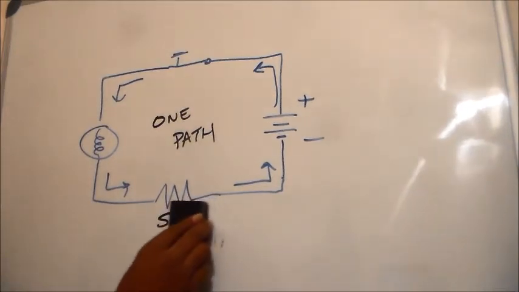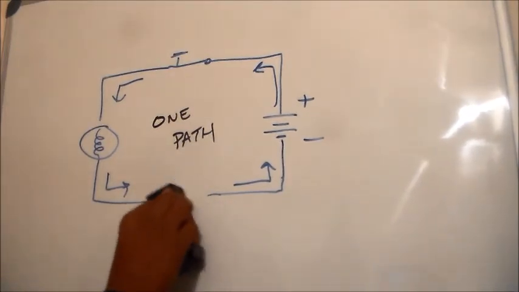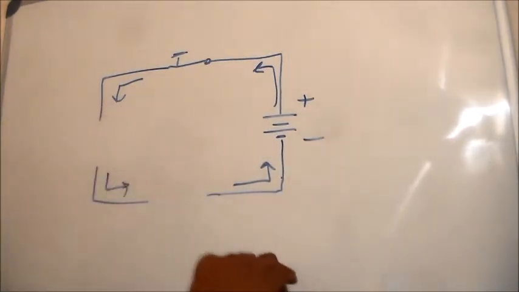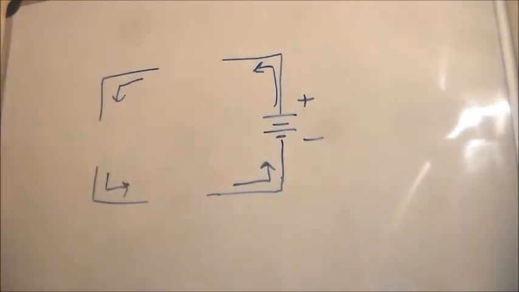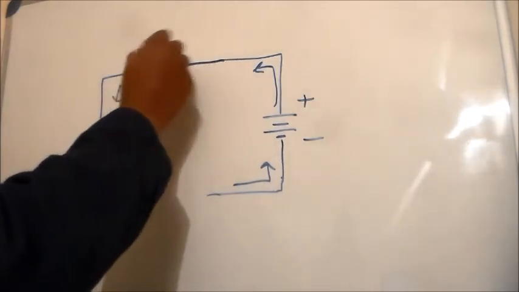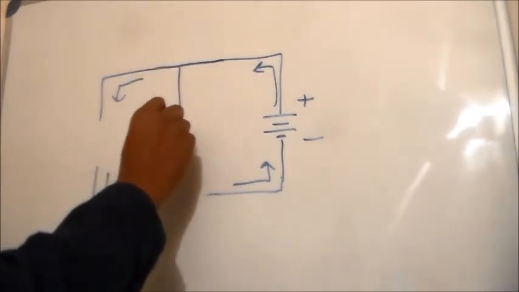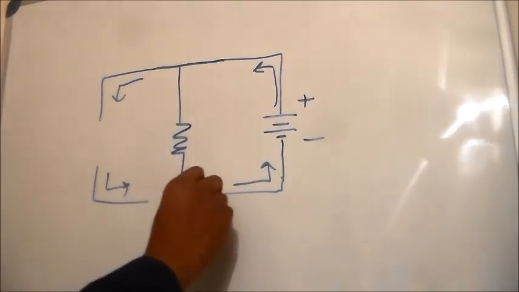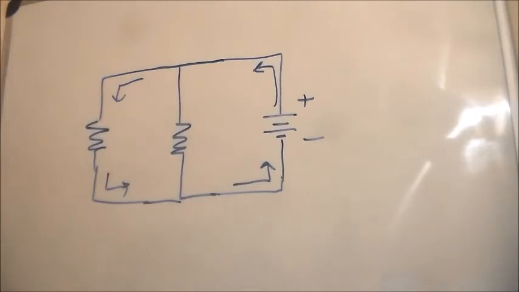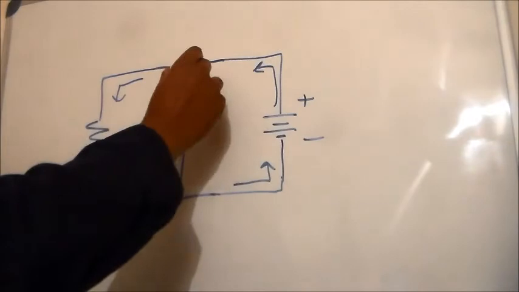Now, let's change it up a little bit. Now I'm going to show you something called a parallel circuit. In a parallel circuit, there are two paths for electricity to flow. Get rid of our switch. Let's just say we've got a resistor here and a resistor there. So now we have two paths.